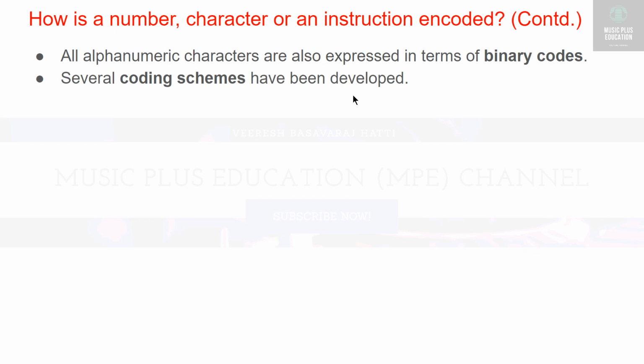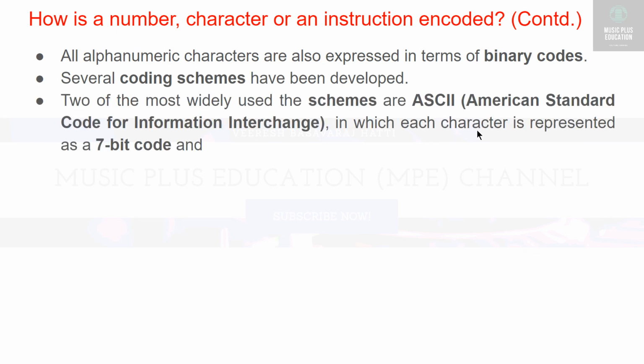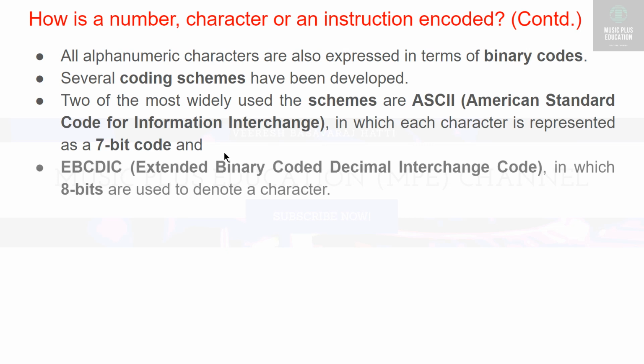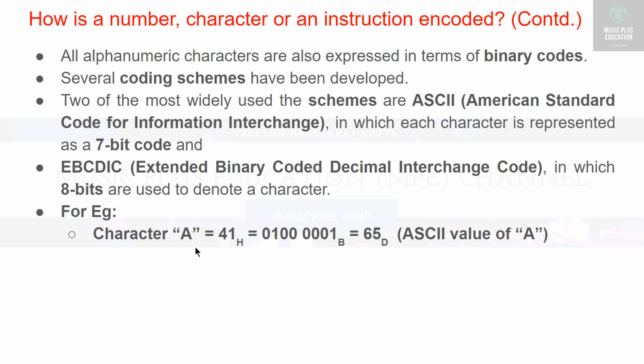ASCII, American Standard Code for Information Interchange, in which each character is represented as a 7-bit code. How many bits? 7 bits for ASCII. And for EBCDIC, Extended Binary Coded Decimal Interchange Code, 8 bits are used to denote a character. For example, whenever a key is pressed from the keyboard, capital A: the ASCII value of capital A is 41H, and convert this to binary.